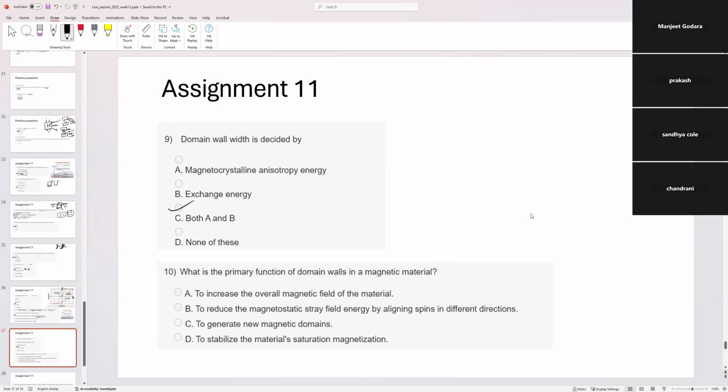What is the primary function of a domain wall in magnetic material? To reduce the magnetostatic stray field energy by aligning spins in different directions.